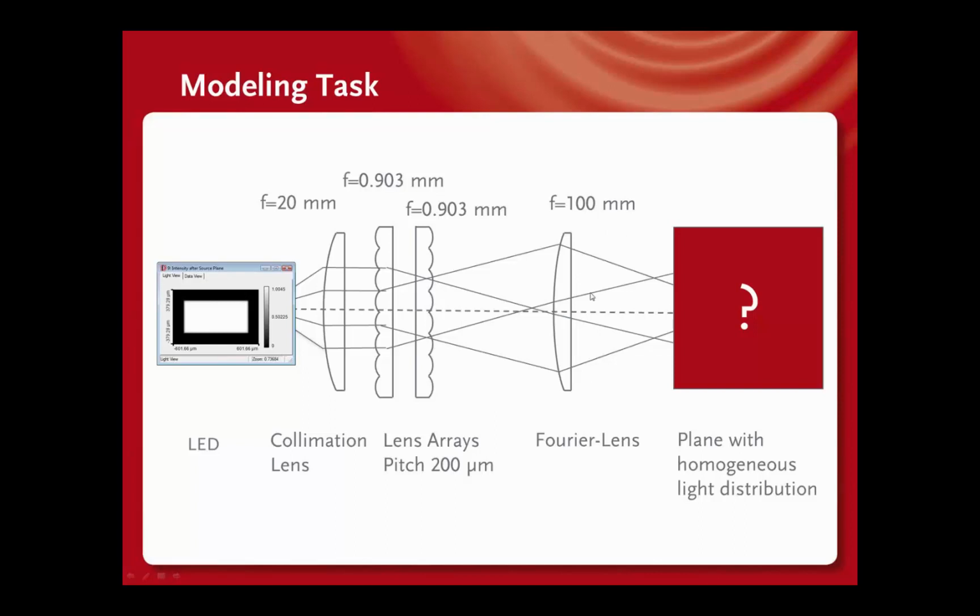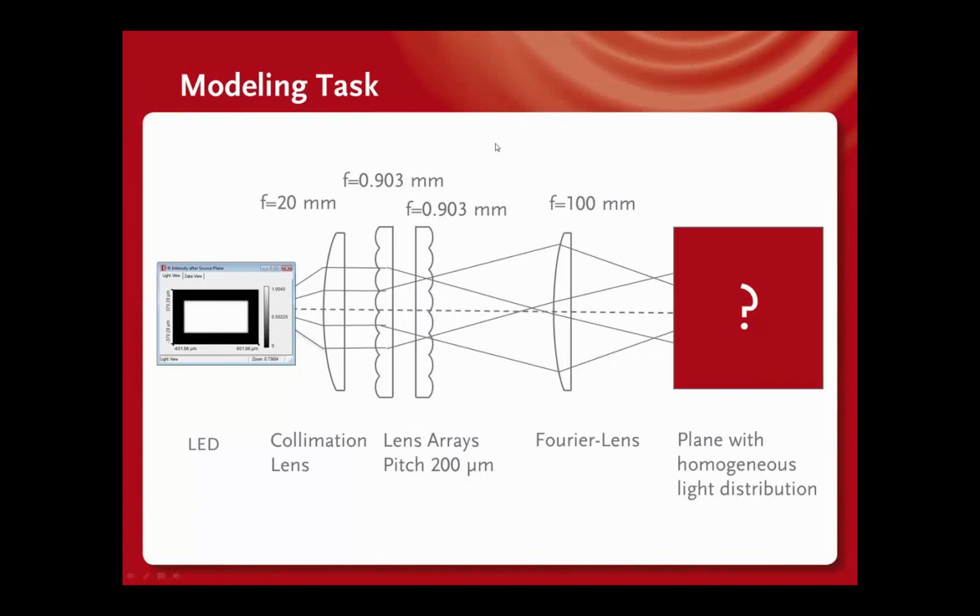The name imaging lens array homogenizer comes from the working principle. This Fourier lens images the apertures of the single lenses in the lens array into the target plane. So every lens aperture is imaged in the target plane, but all images of these different lenses of the lens array are at the same position, and so we get a homogenization effect.